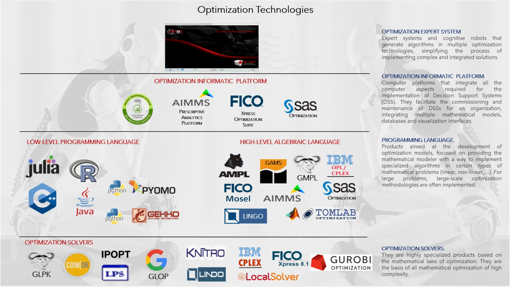For the development of algorithms, the following can be used. Low-level programming language, or high-level algebraic language. GAMS corresponds to a fourth-generation language, the first version of which was launched on the market in 1987. Optimization informatic platform, computer platforms that integrate all the computer aspects. Optimization expert system. Artificial intelligence-based platforms. OPTEX, produced by HAI, is one example. The last two computer platforms will not be studied in this course.